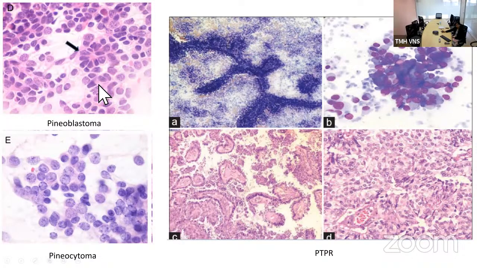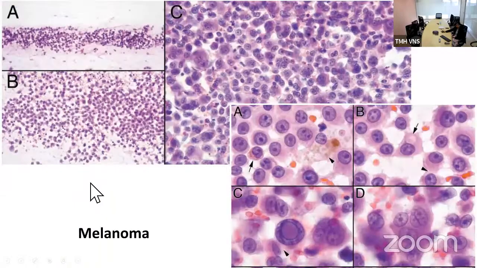Now, these are miscellaneous other tumors I have put. This is a case of pineoblastoma. We can see these rosettes. Pineocytoma, we can see this uniformly spread tumor. Then papillary tumor of the pineal region, showing these papillary fragments. Melanoma, which is showing this dispersed population of cells, highly pleomorphic cells, prominent nucleoli, some inclusions, and some melanin pigment.